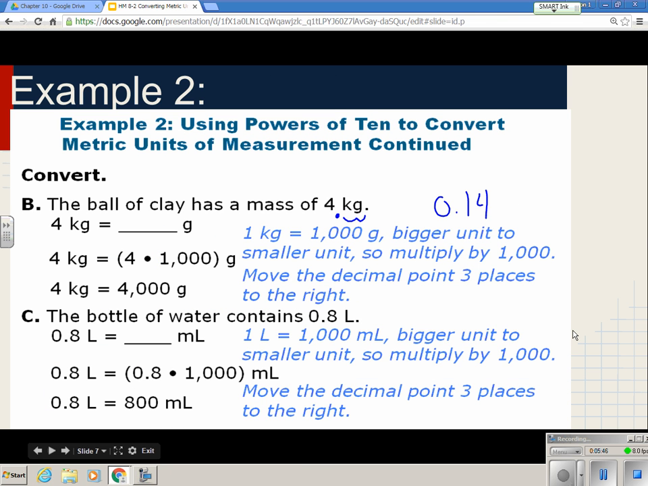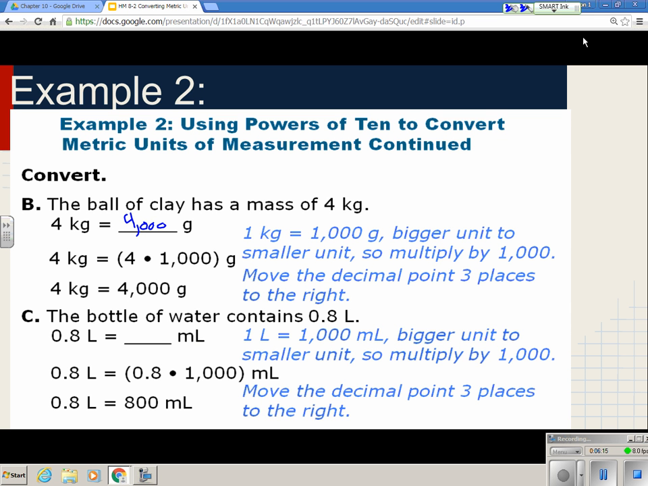Okay, let's look at another couple here. So here we have a ball of clay, it's 4 kilograms, and we want to know how many grams it is. Well, we're stepping down the stairs 3 place values, or 3 steps. So that means we have to multiply by 1,000. 10 times 10 times 10 is 1,000. So 4 times 1,000 gives you 4,000 grams.